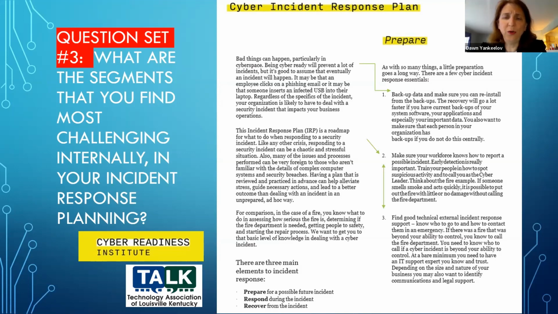So what would you consider good technical external incident response support? What types of companies would you look at, or have you looked at in the past for that type of support?